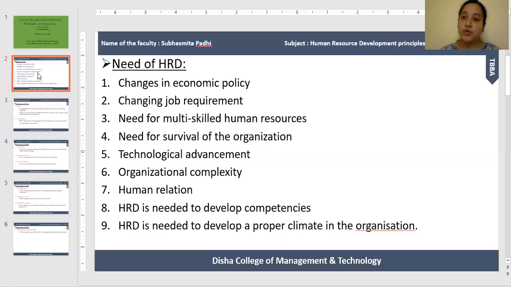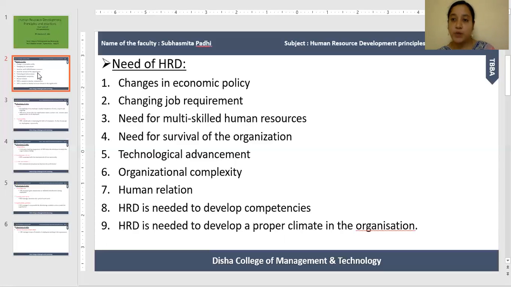If a good relationship exists between the employer and employee, then it is possible for the organization to do everything in a smooth and perfect manner. So for maintaining a healthier relation between the employer and employee, the organization also requires some concepts of HRD.